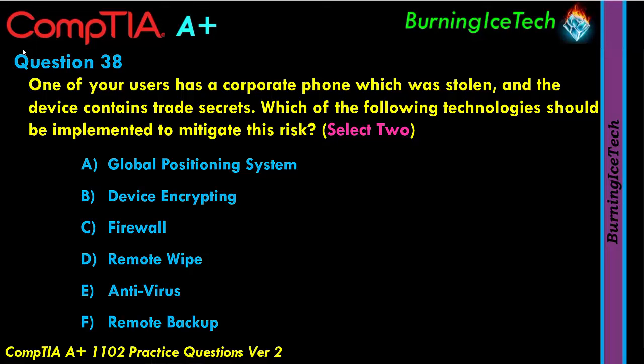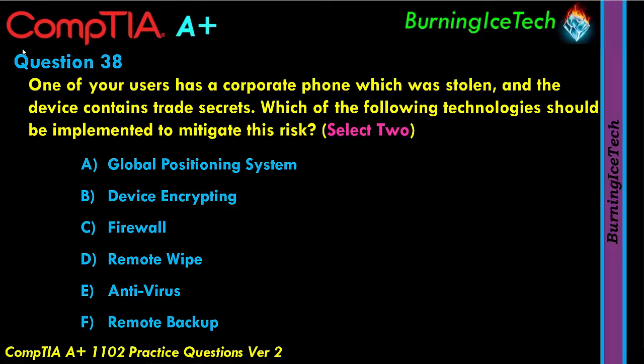Is it E, antivirus? No, antivirus is going to help prevent infections or help get rid of infections, but it's not going to prevent in any way or manner the theft of this device. Is it F, remote backup? No. How is a backup going to prevent someone from stealing this device? No. So remote backup might help you recover your information, but it's not going to help prevent people from getting their hands on trade secrets. So you might still have a copy of the trade secrets since you remotely backed them up, but we want to prevent people getting their hands on these trade secrets.